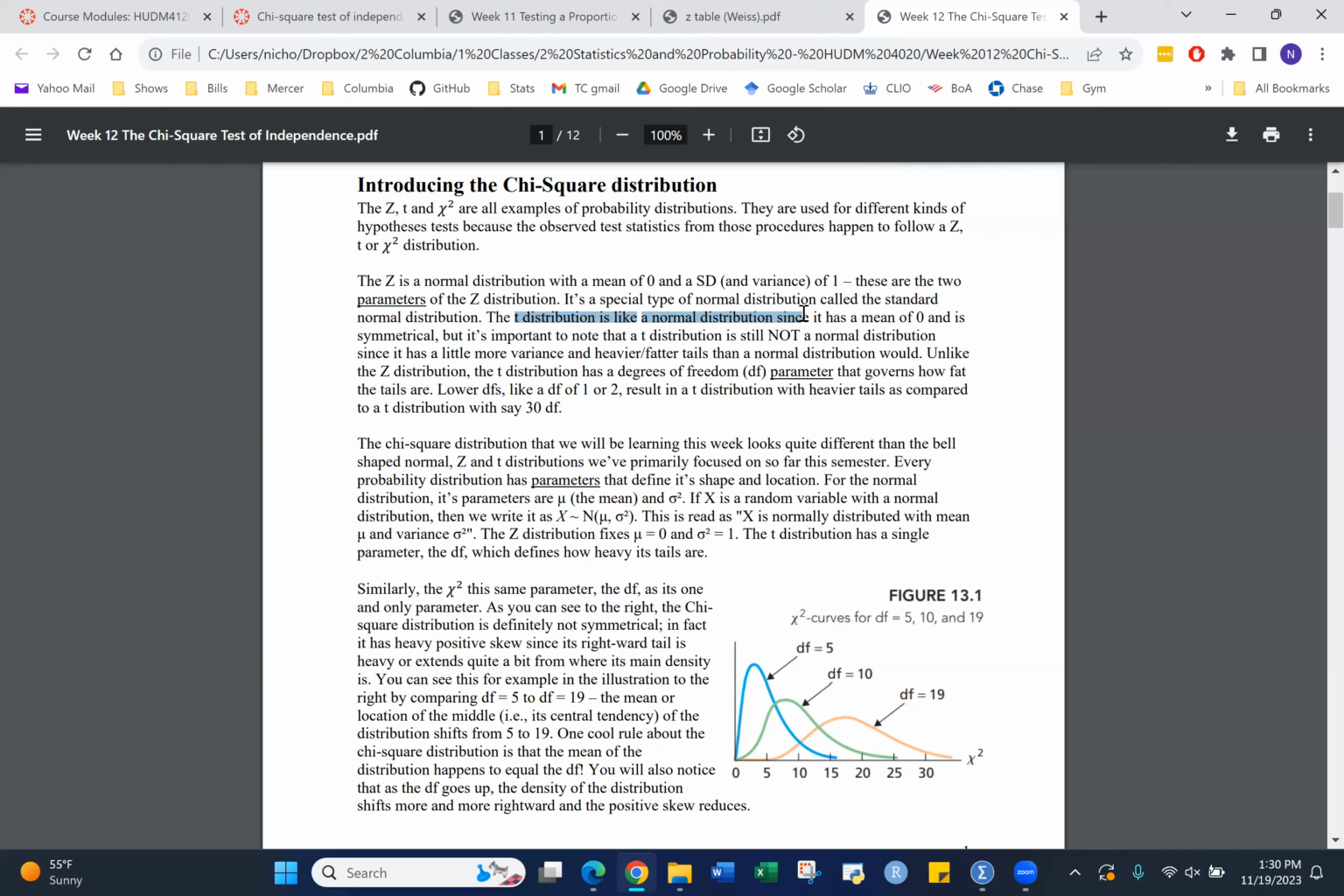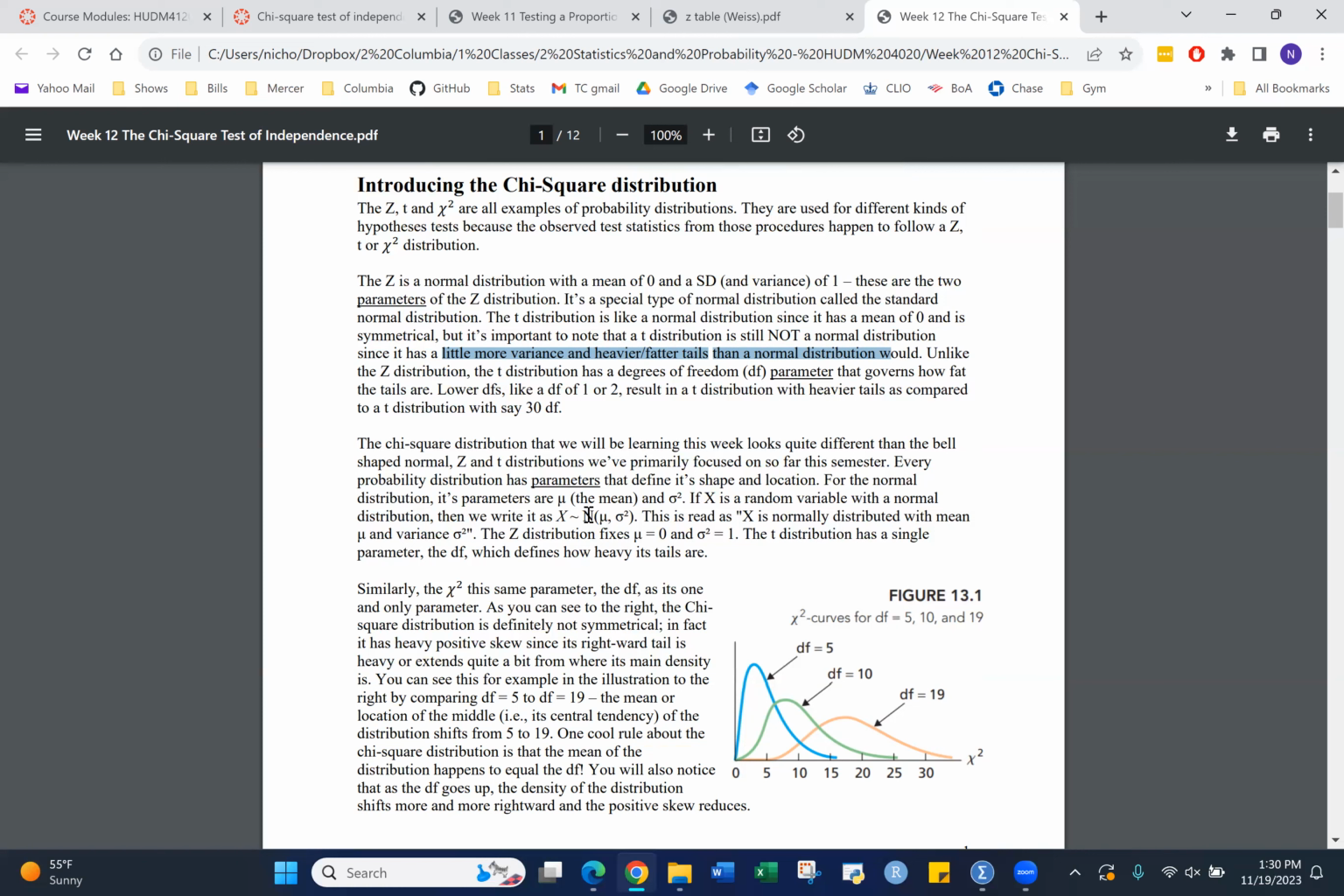We also learned the t distribution. It looks a lot like a normal distribution, but technically it's not a normal distribution, although it is symmetrical and bell-shaped. The reason it's not normal is because there's a little bit more variance, or we can think of it as having heavier tails than a normal distribution. That is, more of the observations fall away from the middle where the mean is, and closer to the ends of the tails.